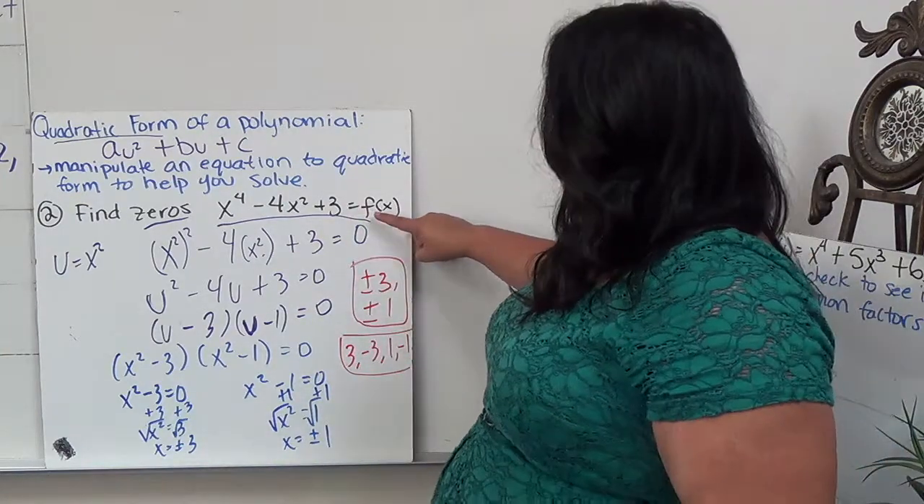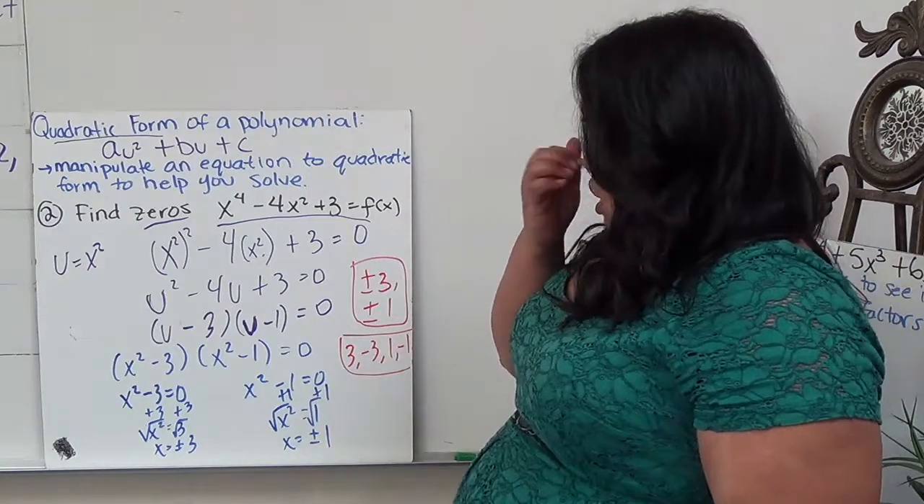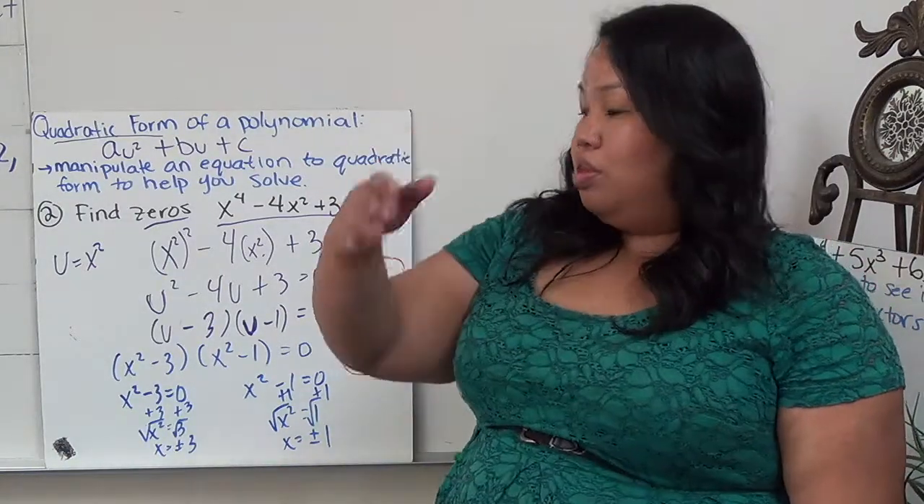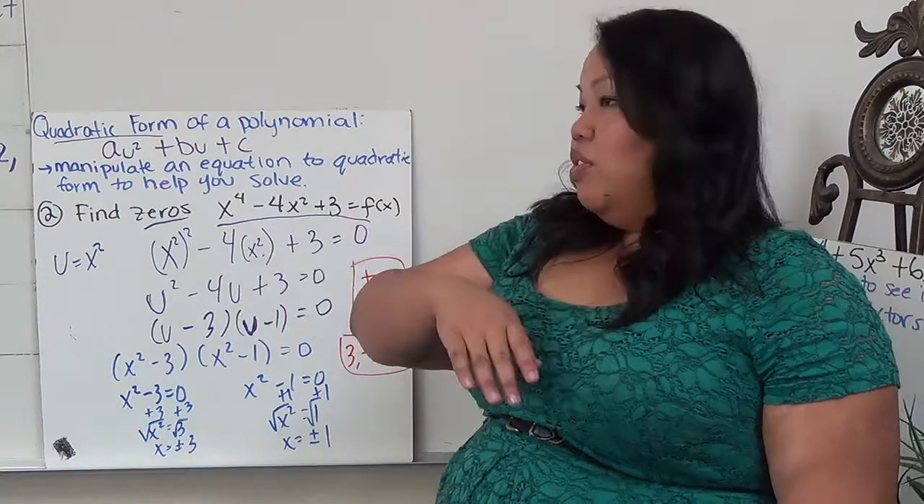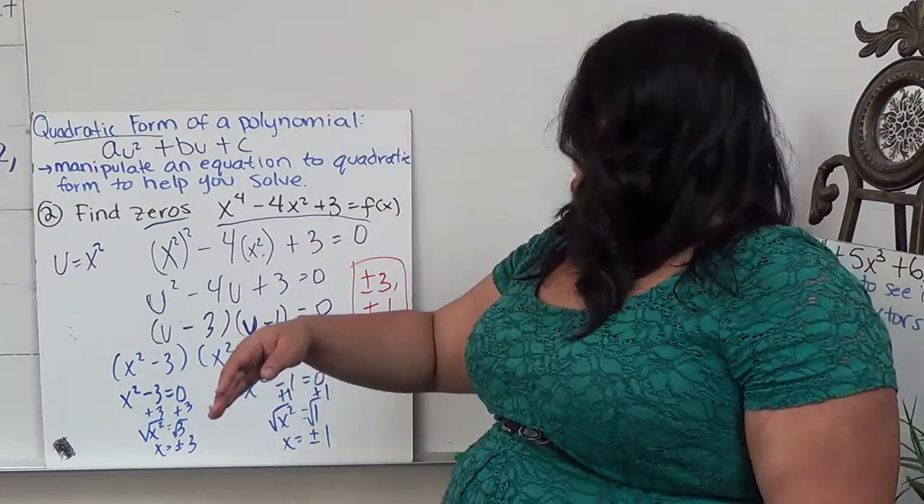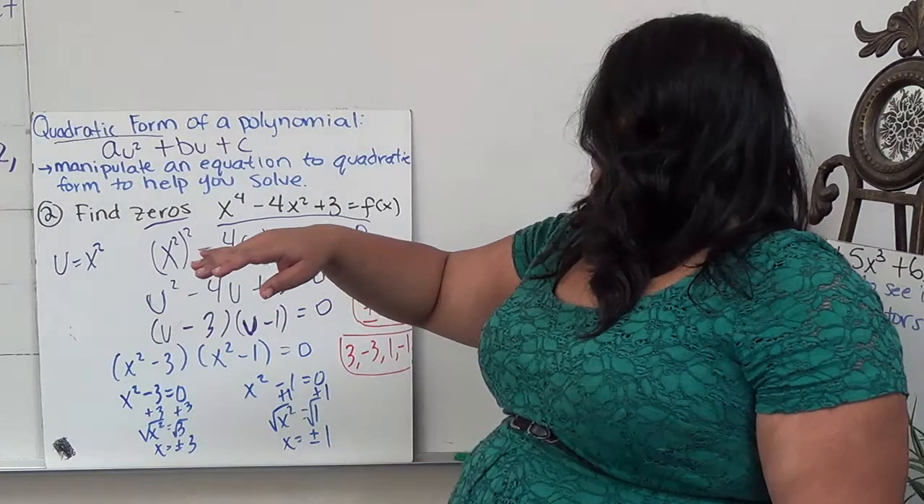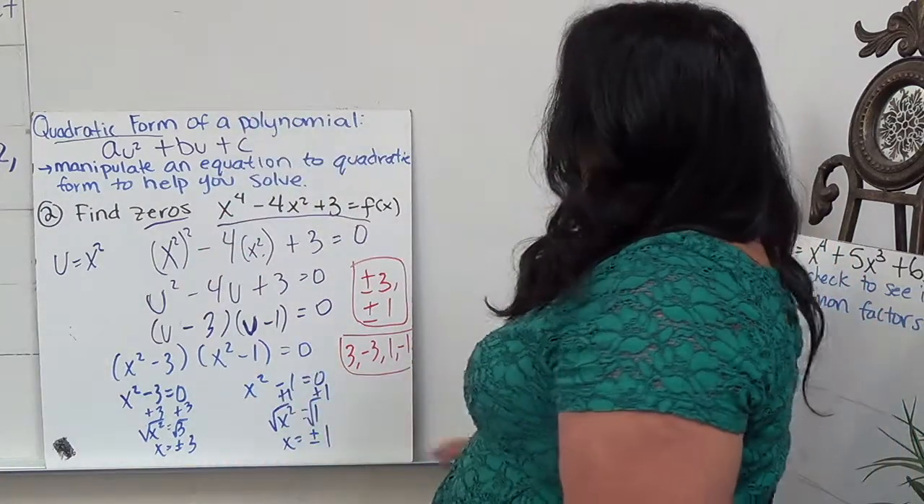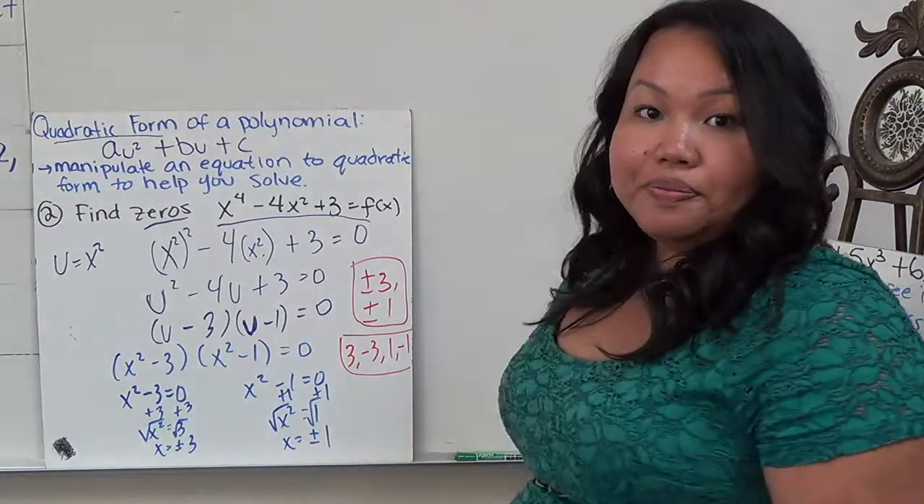So if we were to graph this, it would hit at -3, sorry, negative square root of 3, then -1, then positive 1, then positive square root of 3. So go ahead and pause and write this down.